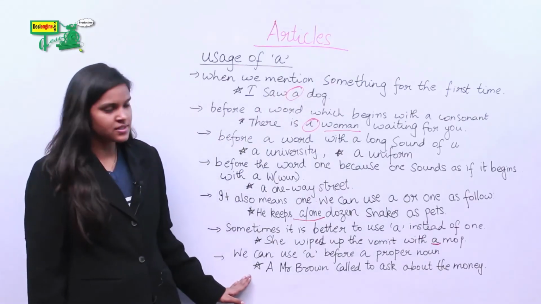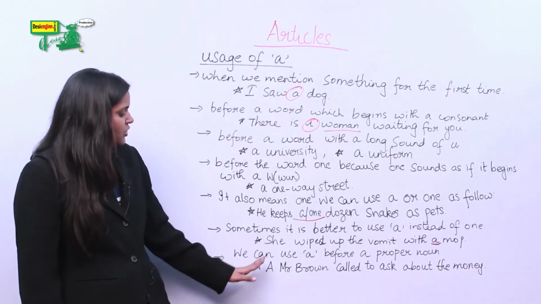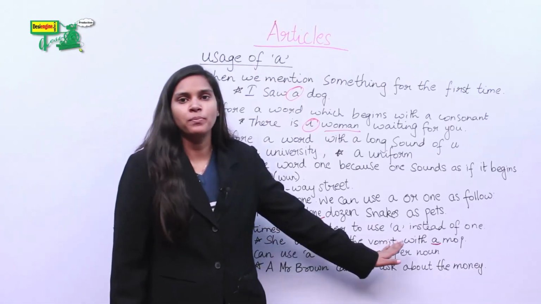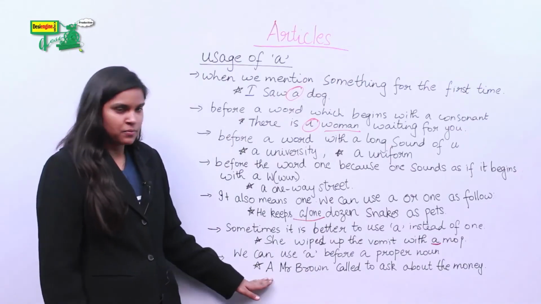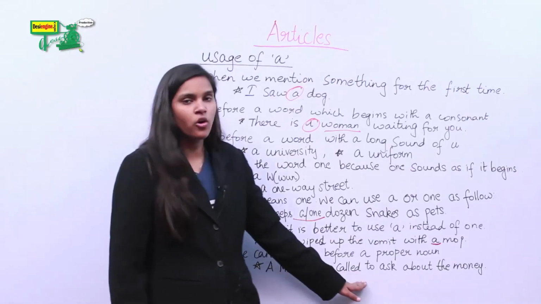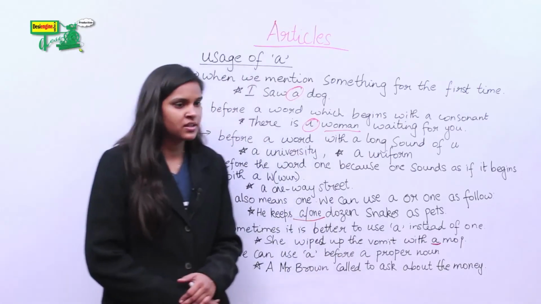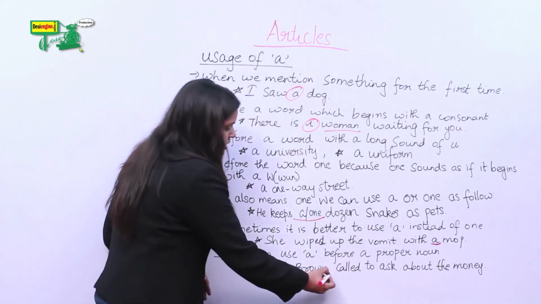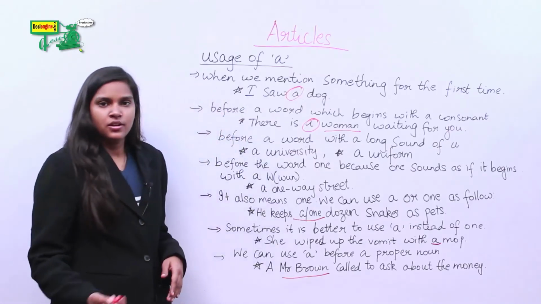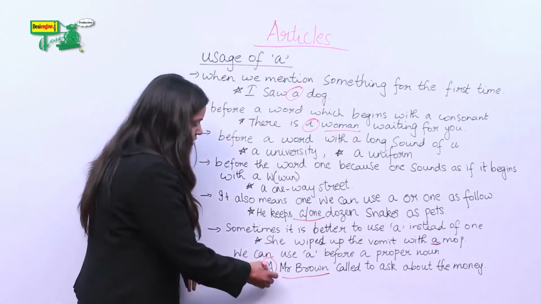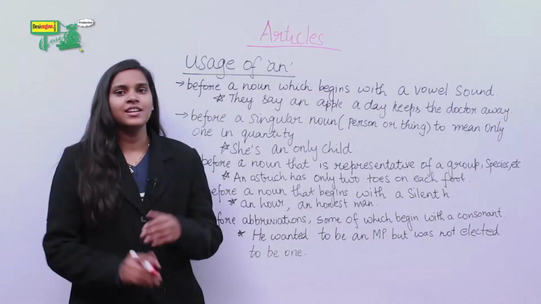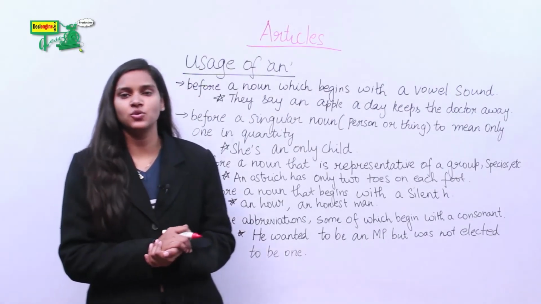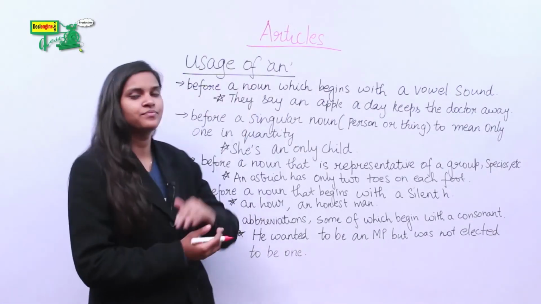The last rule is we can use a before a proper noun. For example, a Mr. Brown called to ask about the money. The proper noun over here is Mr. Brown. Therefore, usage of the article a in front of proper noun Mr. Brown. Let's do the rules regarding the usage of article an.